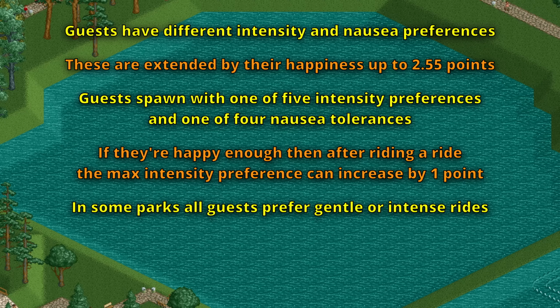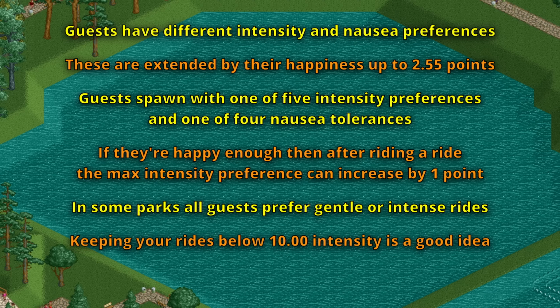Exceptions though are parks where guests only prefer gentle or only prefer more intense rides, where every guest has a preference of less than 4 and more than 9 respectively, and these cannot ever change. Even though their intensity preference range can go well beyond 10 intensity, it's still a good idea to keep your rides below that, as otherwise a different intensity check will still turn away guests that are specifically heading for the ride once they encounter the queue line.